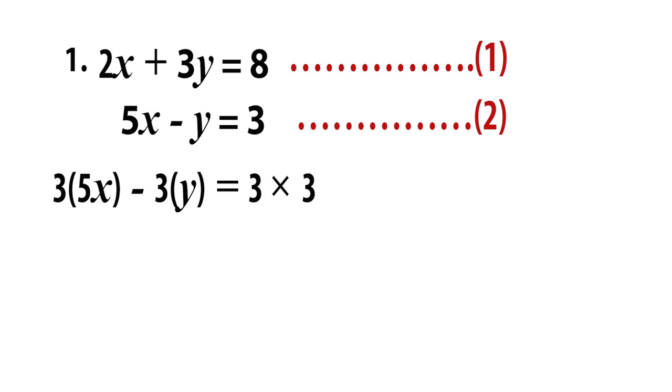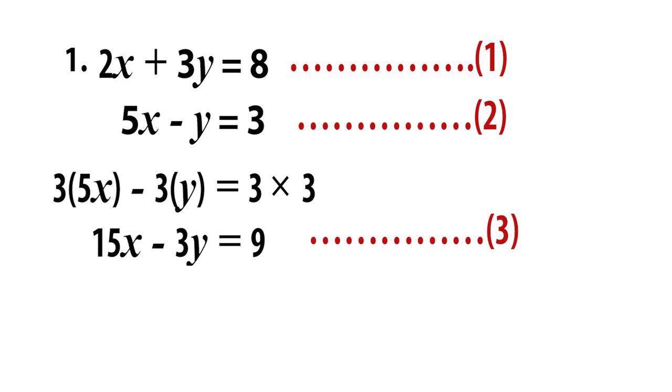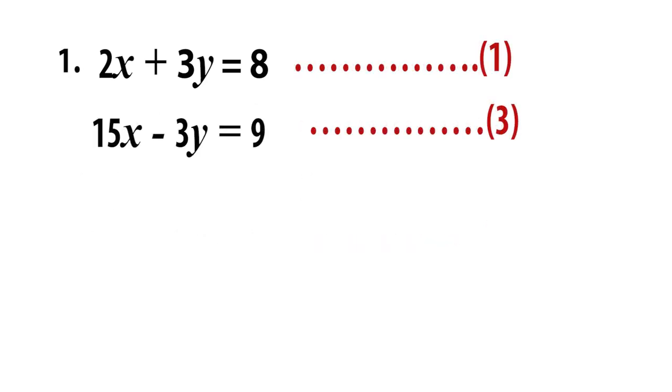And so multiplying by 3, we have 3 times 5x minus 3 times y is equal to 3 times 3. And that will give us 15x minus 3y is equal to 9. Because we transform or change equation 2 to equation 3, let's label this equation as equation 3. Then, what you can do is to put equation 1 and equation 3 together. Now look at it carefully.